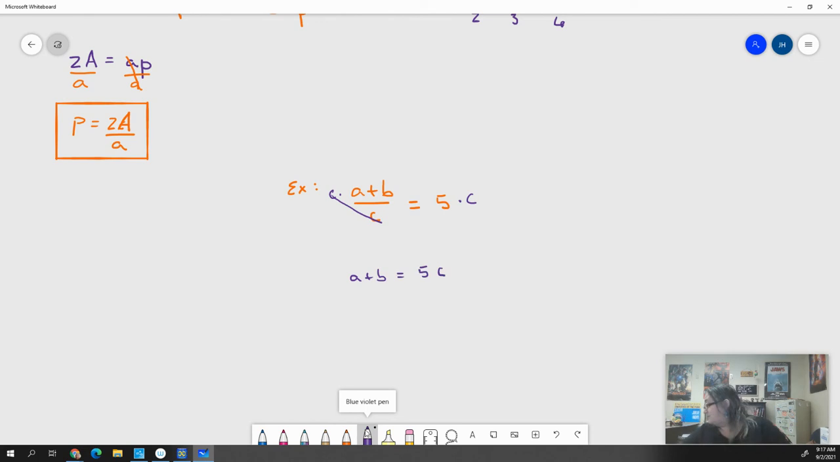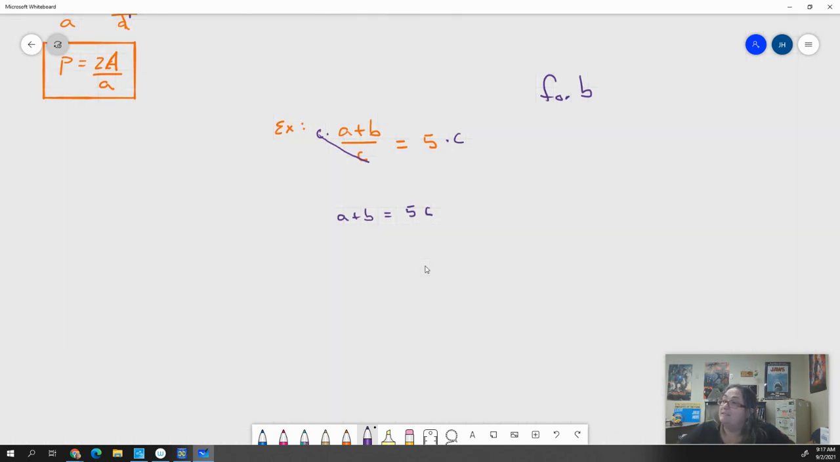Now, I forgot to tell you what I'm solving for in this. We're solving for b. So now what do I have to do to this b to get it by itself? Subtract a. Excellent. Minus a, and we wind up with b equals 5c minus a. Now we know what b equals. That's all we were trying to find out, so we are done.